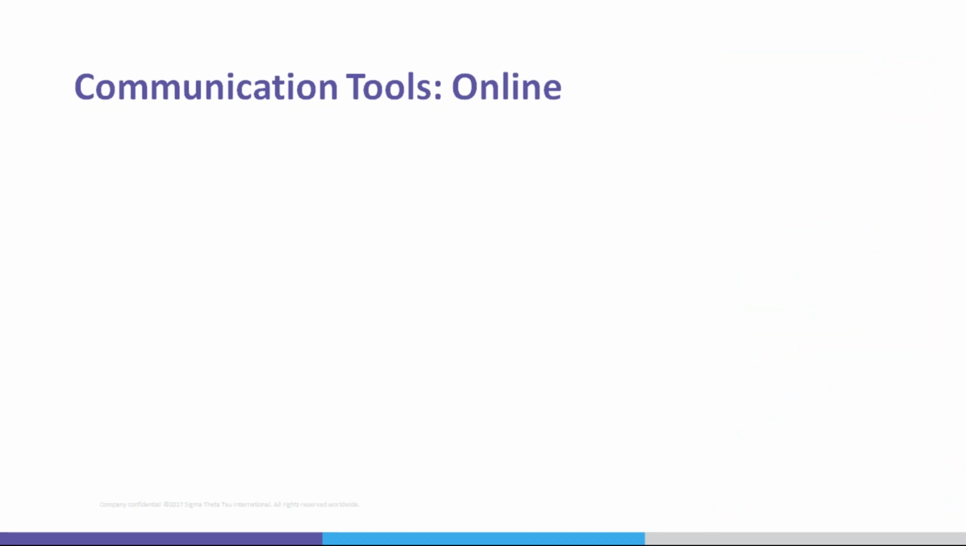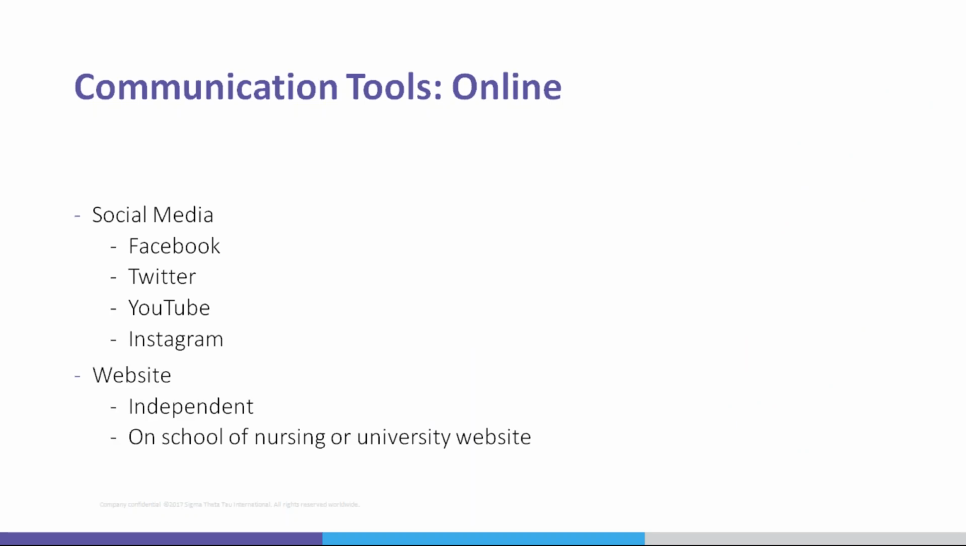Having an online presence can allow the Honor Society to communicate with its members on several platforms. There are several options such as Facebook, Twitter, YouTube, or Instagram. The Honor Society could also create a website on an independent hosting platform or add a page on the School of Nursing or university website if allowed.